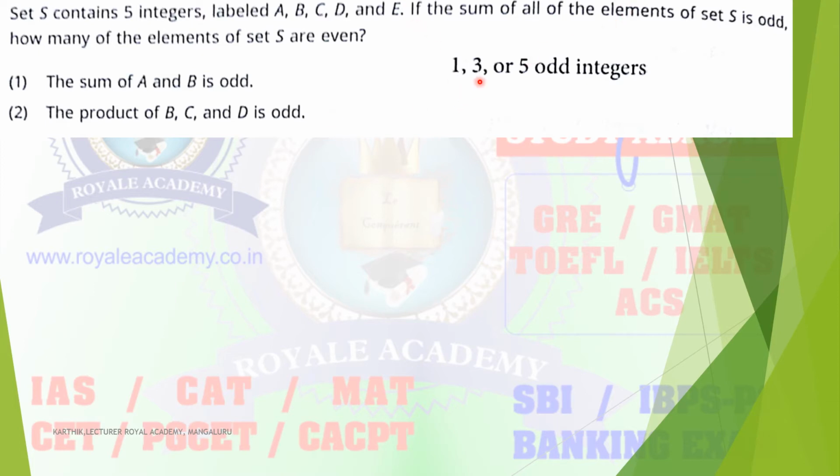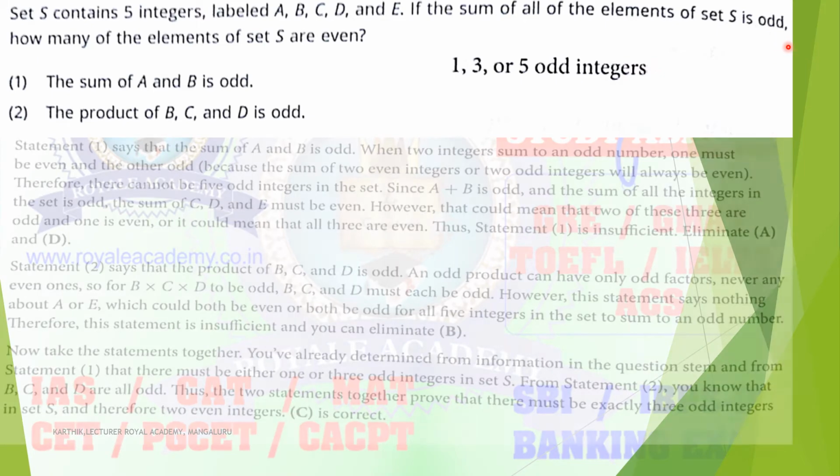So for the final answer to be odd, you should maintain either one odd integer in the whole set of five, or three odd integers, or five odd integers, to get a final answer that is odd. Okay, you just remember that.